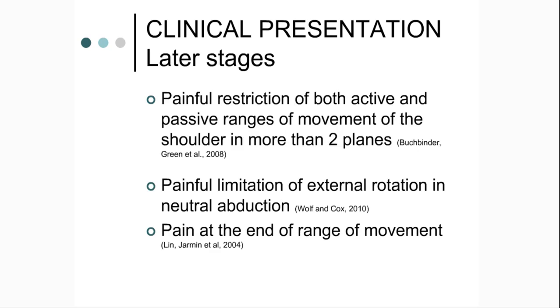In later stages, it's easier, as I've said earlier, and there are various means of classifying these people, but essentially a painful restriction of active and passive ranges of motion in more than 2 planes, and certainly painful limitation of external rotation in neutral abduction, and also pain at the end of range of motion. And that's all ranges of motion, as I've said, for the early stage.